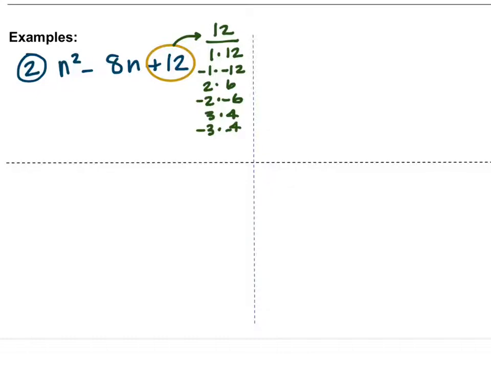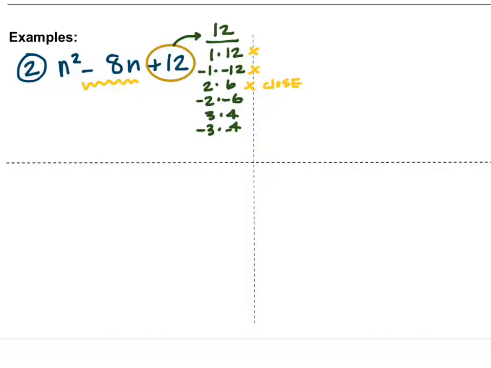At this point, I want to check to see if any of these add to give me that negative 8. And here we can use some mental math if we choose. I can pretty quickly recognize that 1 plus 12 is not going to get me there. So that's not going to work out. Negative 1 plus negative 12 also will not add to negative 8. And positive 2 plus 6 will not get me there, but we're much closer. Okay? We're pretty close here.